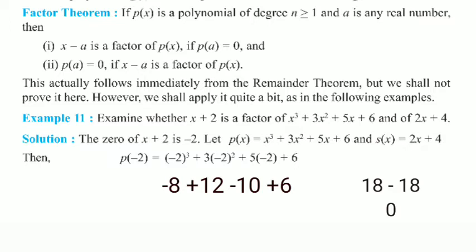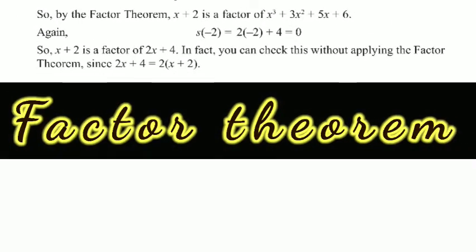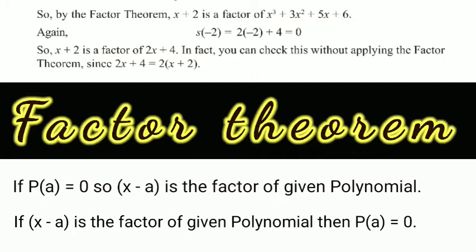Again, 2x plus 4 was the given polynomial. So we are putting here x is minus 2, and again we are getting 0. So for 2x plus 4 and the first polynomial, both give 0. It means x plus 2 is a factor of the given polynomials. Two conditions, in simple way you can say: if p(a) is equal to 0, then x minus a is the factor of given polynomial. If x minus a is the factor of given polynomial, then p(a) is equal to 0.